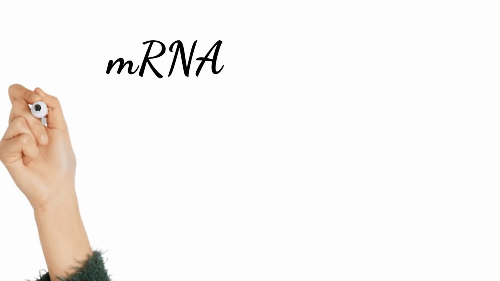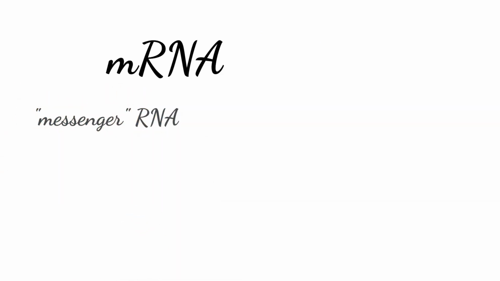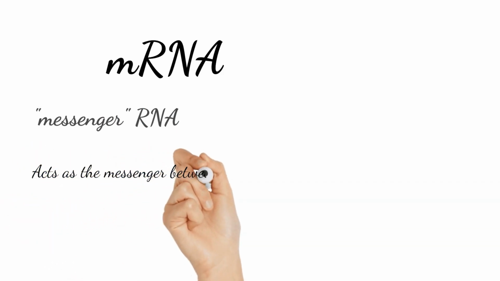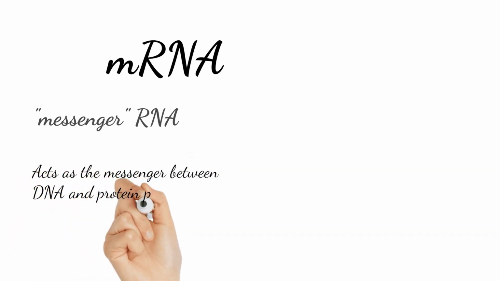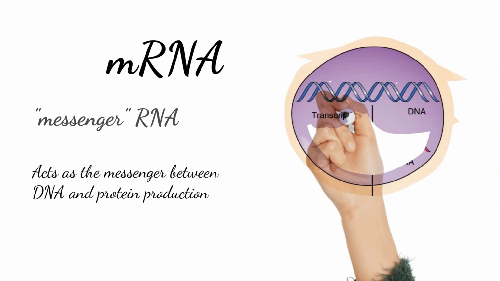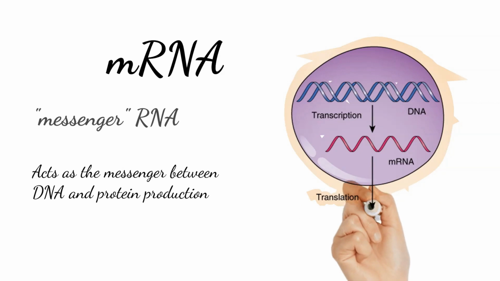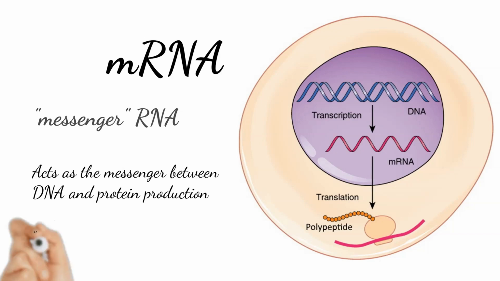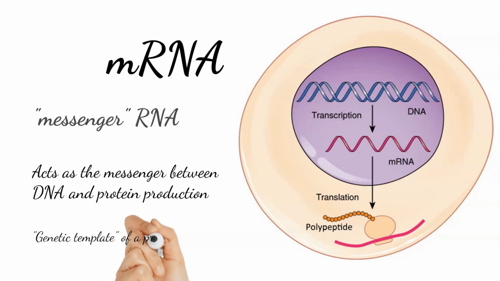So mRNA, the M standing for messenger RNA, is so named because it basically acts as the messenger of sorts between DNA and protein production, right? It carries the message that DNA provides out of the nucleus and to the ribosomes where proteins can be made. During a process called transcription, DNA is transcribed into mRNA. This mRNA is then translated into protein. So mRNA serves as the genetic template of a protein since the DNA can't leave the nucleus.